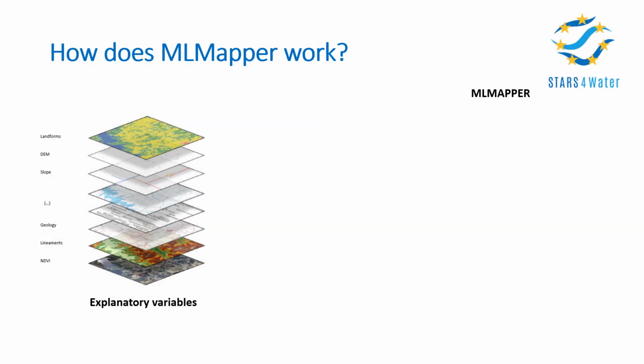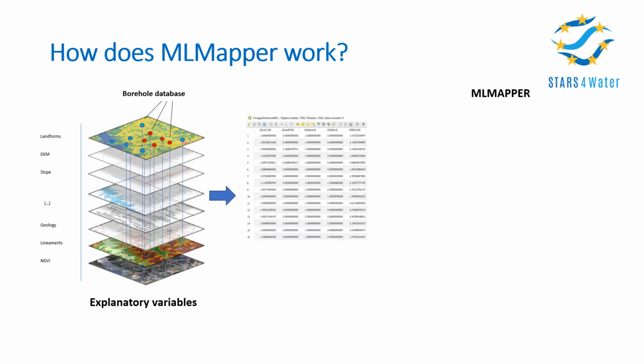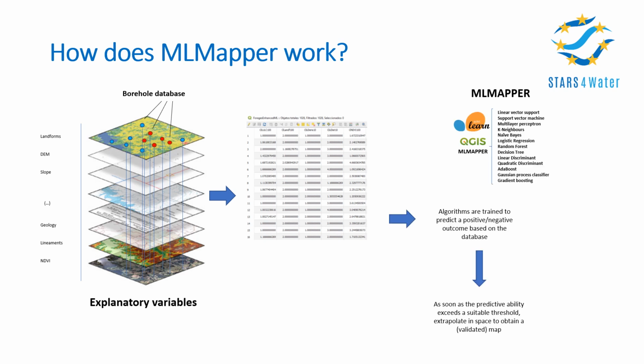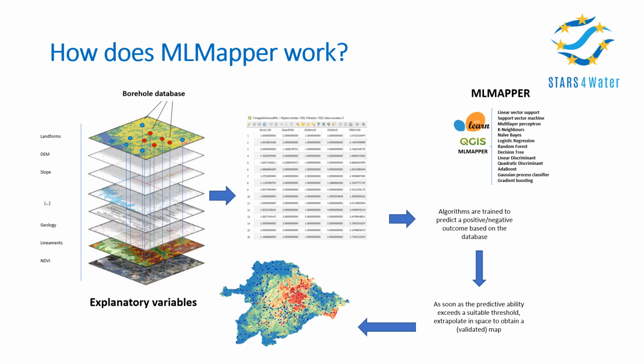So how does MLMapper actually work? An MLMapper model is typically built within a GIS environment. First, you compile your dataset of predictor variables. We can use as many as we want. MLMapper will look for the correlation of pixel values for each predictor variable that results in a given borehole being contaminated. As soon as MLMapper reaches a suitable accuracy threshold, for instance, once it provides accurate predictions in over 90% of the cases, we can use it to extrapolate for the whole of the study area, since we know every pixel value for each one of the predictor layers. This effectively gives us a predictive map.